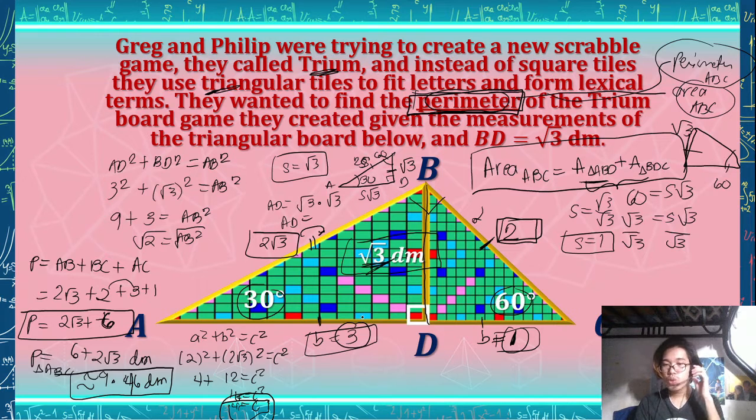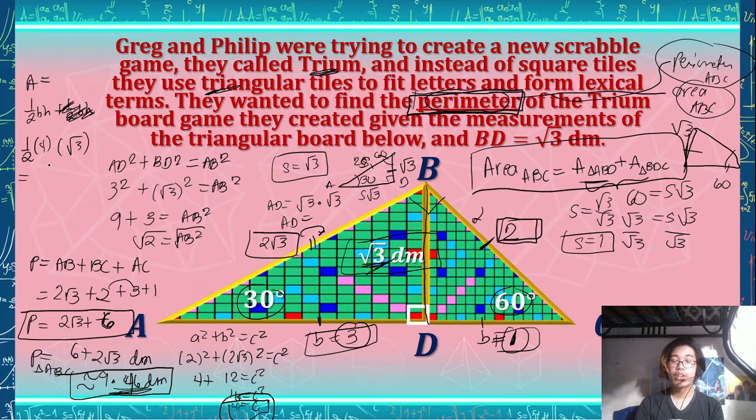And then also we can solve for the area. Now that we know the perimeter is equal to 9.46 decimeters, we can now solve for the area for this one. So the area is gonna be 1/2 base times height plus 1/2 base times height. Actually for this one, since we know the base is just equal to 4, and we know that the height is equal to square root of 3, we can now solve for the area of the entire triangle.